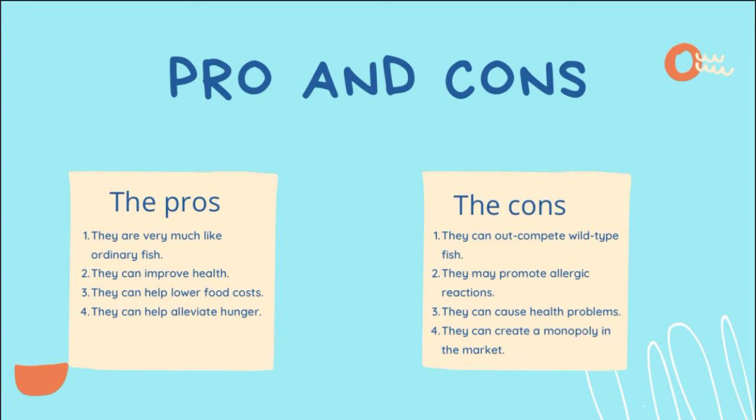And finally, they can create a monopoly in the market. The transgenic fish may have a significant difference in meat size or etc. They might be highly demanded, creating a monopoly in the market.